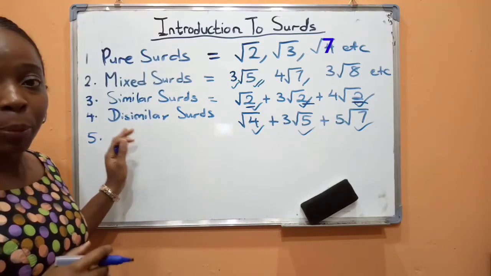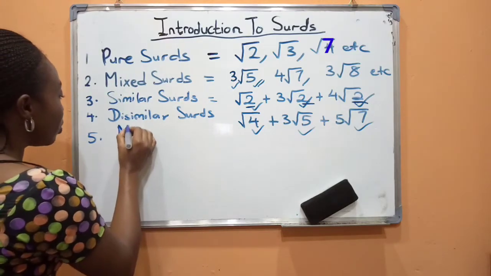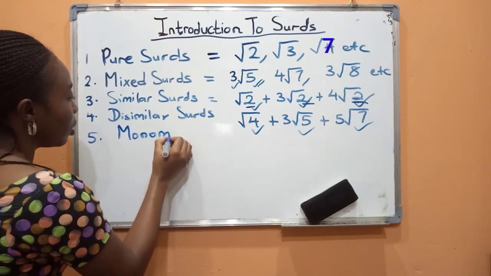Another type of surd I would love to mention is the monomial surd. Monomial.